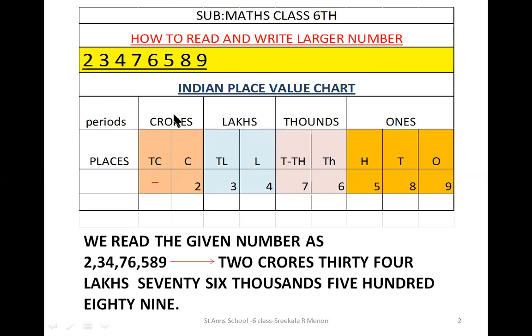While reading a number, all the digits in the same period are read together. Hence, the given number we can read as 2 crores 34 lakhs 76,589. I repeat, 2 crores 34 lakhs 76,589.